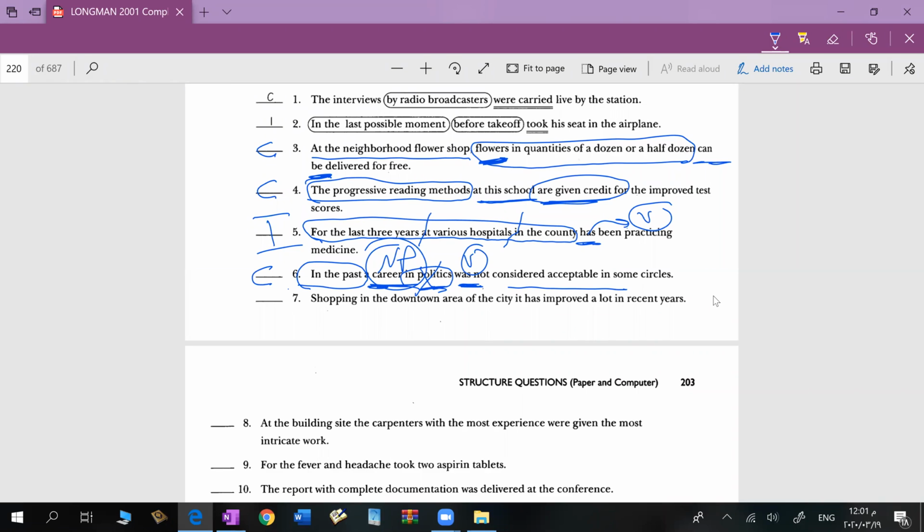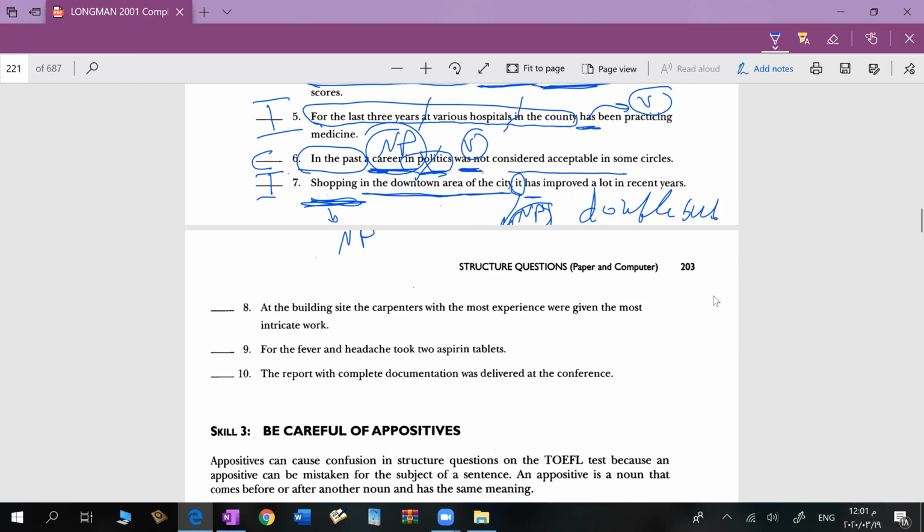Shopping in the downtown area of the city has improved. Shopping, this is the noun phrase. In the downtown area, this is a prepositional phrase, forget about it, of the city, another prepositional phrase. It has improved. So it is what? Another noun phrase, it's another subject. So here we have double subject. So double subject is what? Incorrect. Is it correct? Incorrect, thank you very much.